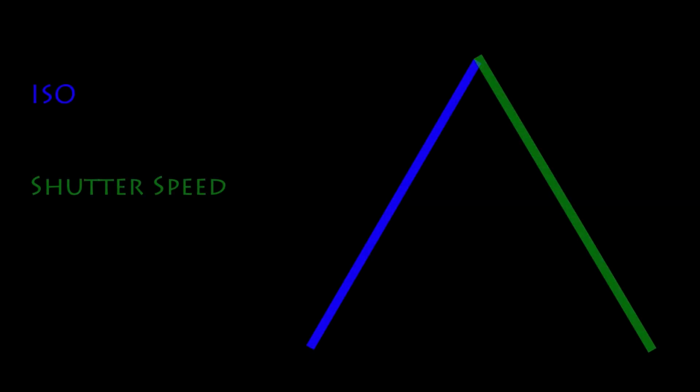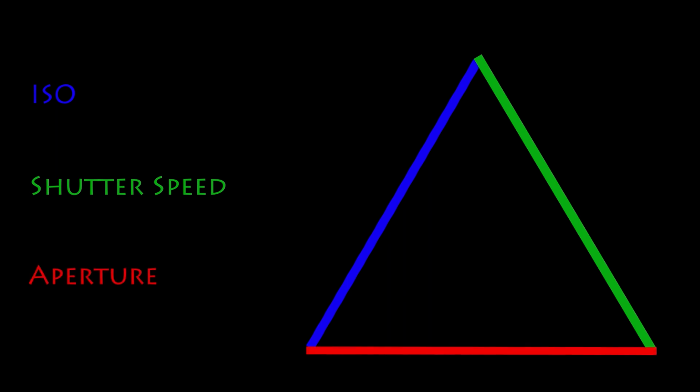Today's lesson will cover the exposure triangle, which demonstrates how your camera's ISO, shutter speed, and aperture settings affect the overall exposure of your film.